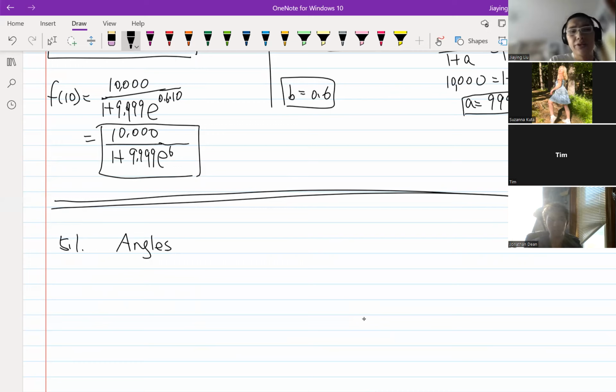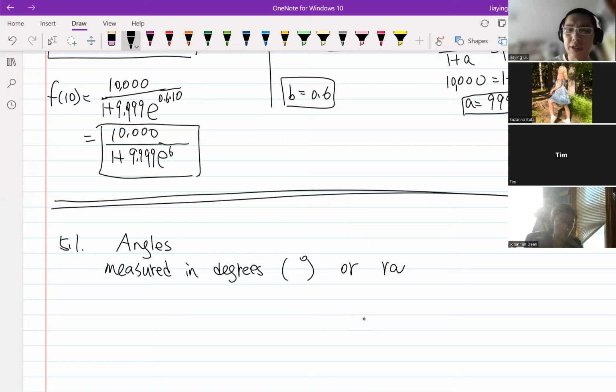So we know that angles could be measured in 2 different units, just kind of like a length could be measured in feet, meters, or some other units. So angles, usually they are measured in degrees. We use this little circle notation, or radians. Don't get confused with radians. I know it's so difficult.